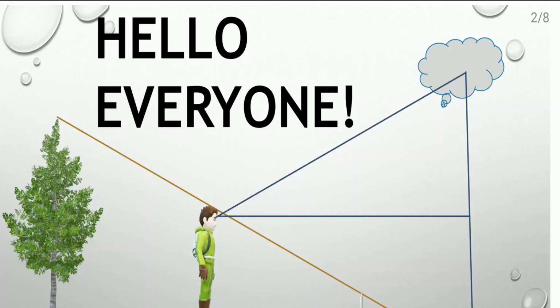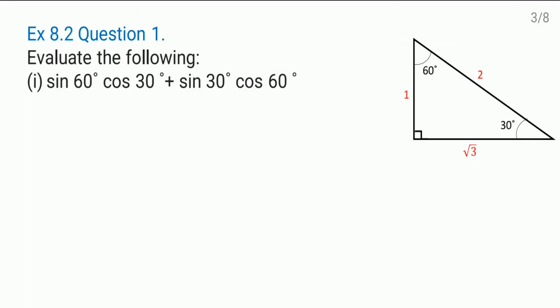Hello everyone. Today we'll see exercise 8.2 question number 1. Evaluate the following. Now here they have given a 60-degree angle, 30-degree angle. So always you draw this type of triangle here. Look at 30, 60, 90. This triangle here. And after writing this one, you mention these values.